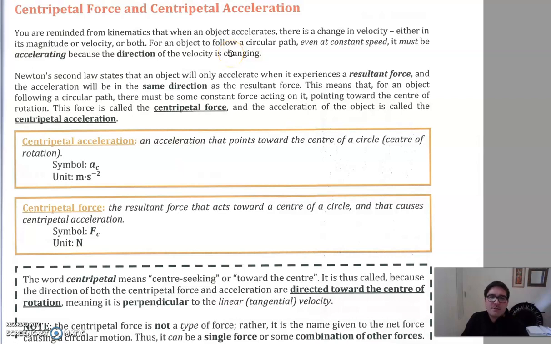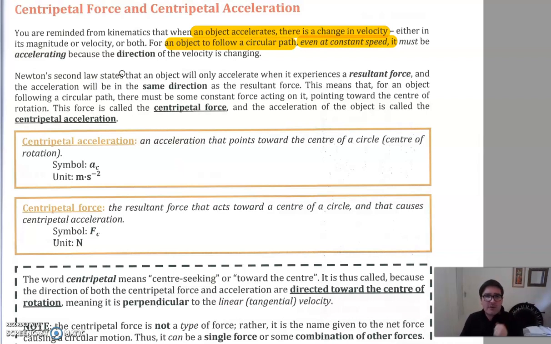Hi guys, in this video we will be looking at centripetal force and centripetal acceleration. Now, I want to remind you from normal kinematics that when an object accelerates, there's a change in velocity. We also defined acceleration as the rate of change of velocity. Now, if an object follows a circular path, even at a constant speed like in uniform circular motion, it still must be accelerating. Why? Because the direction of the velocity is changing.